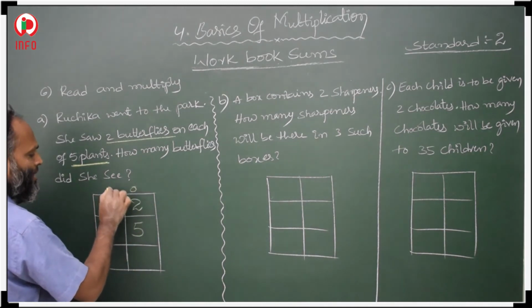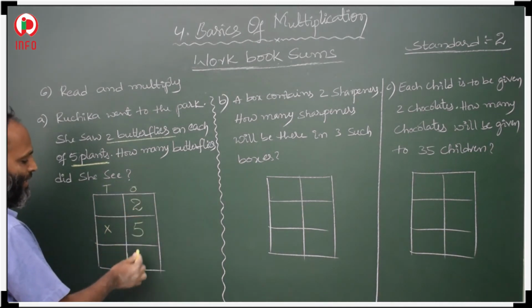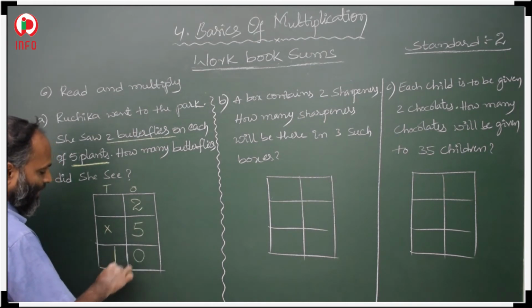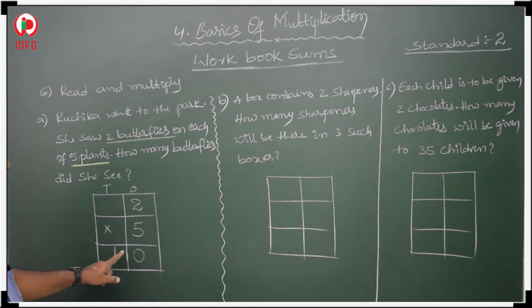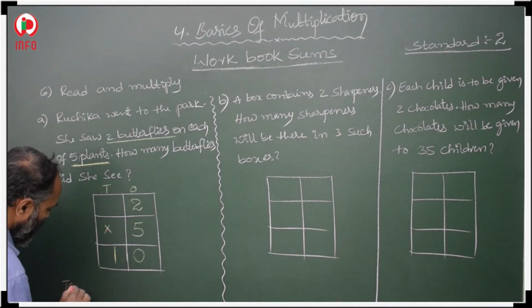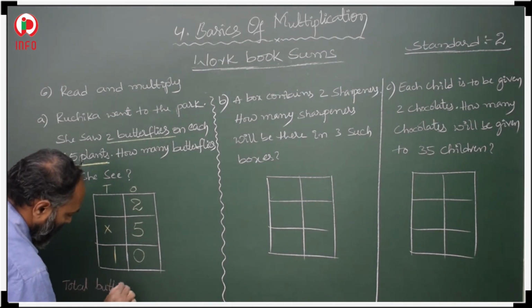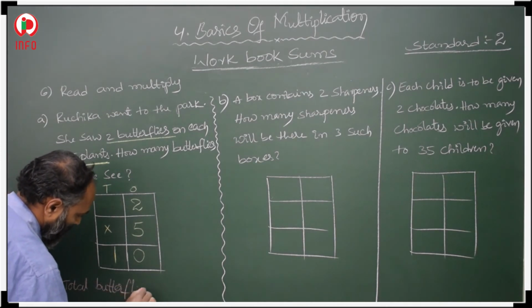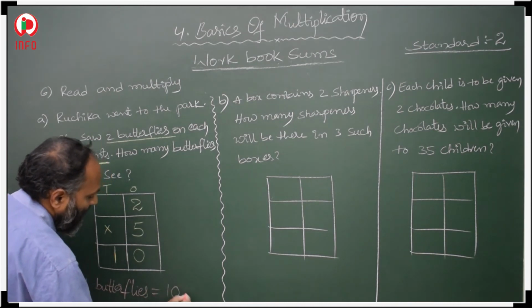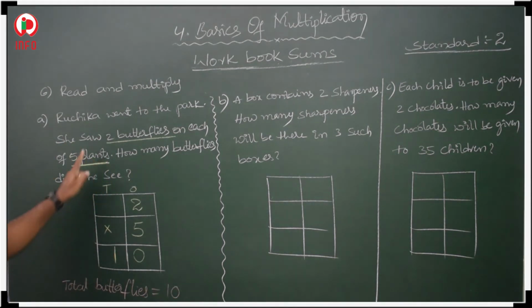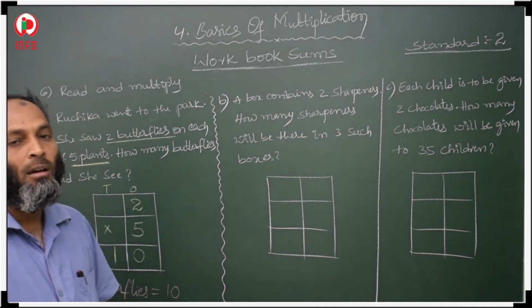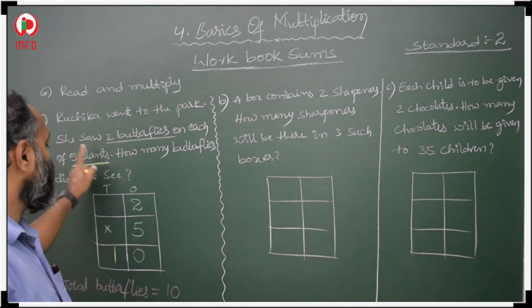This is in ones place, this is in tens place. 2 5s are 10. 10 means 0 here and 1 here. 0 is in ones place and 1 is in tens place. Total butterflies she saw: total 10 butterflies.